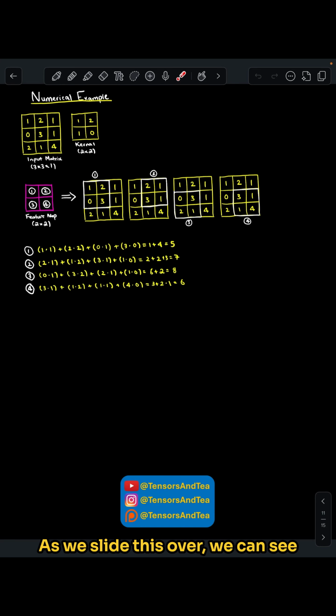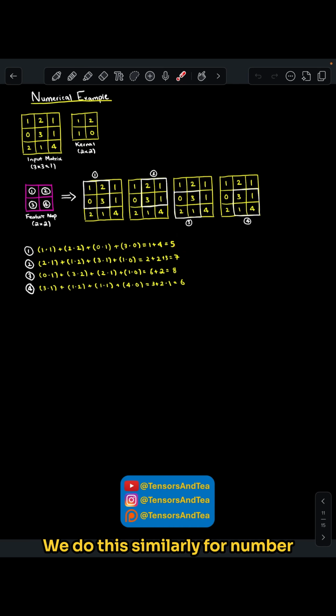And as we slide this over, we can see that, for example, we multiply our kernel values, which is 1, 2, 1, 0, with the values that we have inside this first box. So we get 1 times 1, which is this value times this value. We get 2 times 2, which is this value times this value. We get 0 times 1, which is this value times this value. And we get 3 times 0, which is this value times this value. And then we sum up these values to get 5.